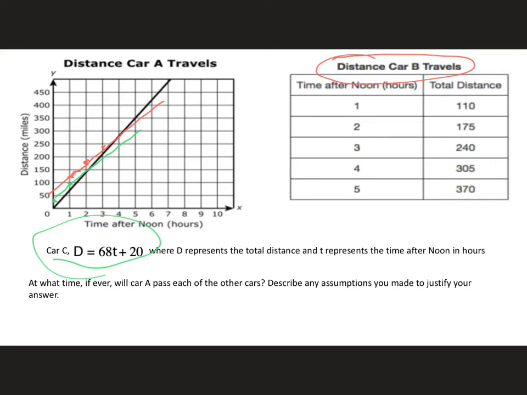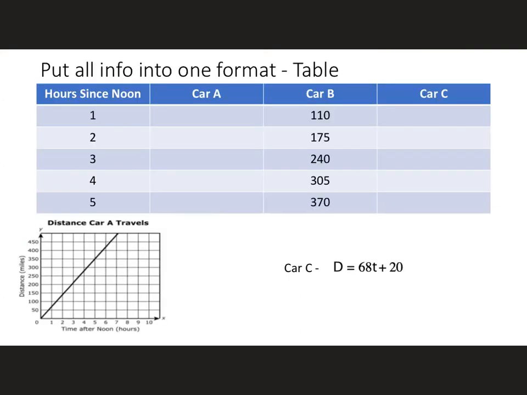So the other option is, I can put all of them on one format and use a table. And I think for this one, that's probably my easiest thing. So I'm going to put all of them into a table. So I did car B already because car B was already in a table. So let's do car C first. Because car C, we're just inputting values for T. So at 1 hour, say 68 times 1 plus 20 gives me 88. So for car C, I'm at 88.